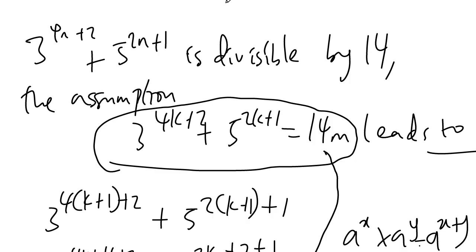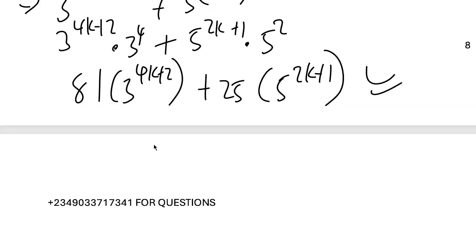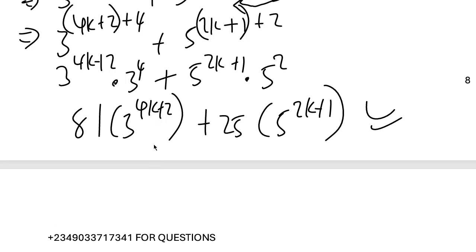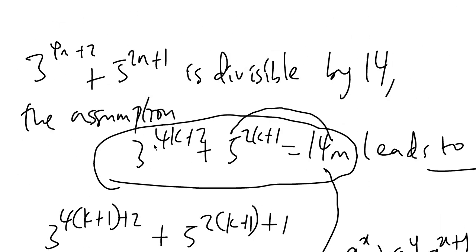Do you get? If the option is a mixture of m and 5 to the power 2k plus 1, you make 3 to the power 4k plus 2 the subject, depending on what you have. Once you have this expression, your job is done. Your job is just to go to the original expression and make any term the subject, and then you've gotten it.